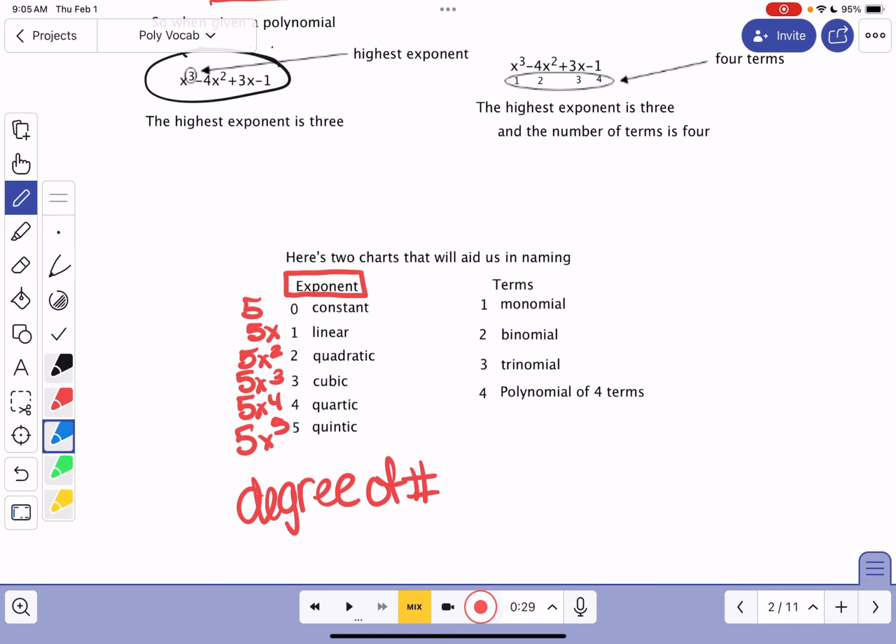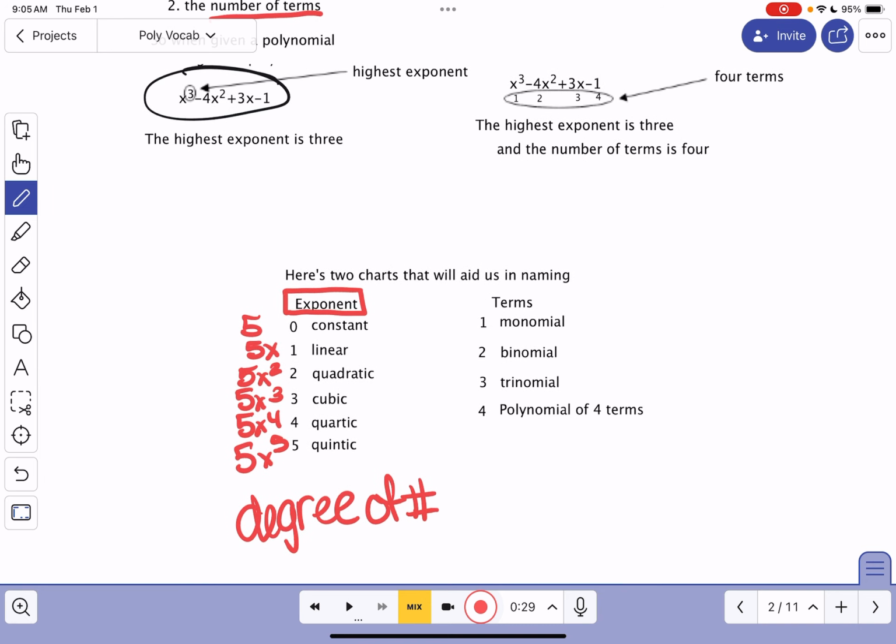The other way to name it is by the number of terms. So this would be one term, this would be another term, 3 terms, 4 terms. One term is a monomial, 2 terms is a binomial, 3 terms is a trinomial, and anything higher than that, you just fill in the number.